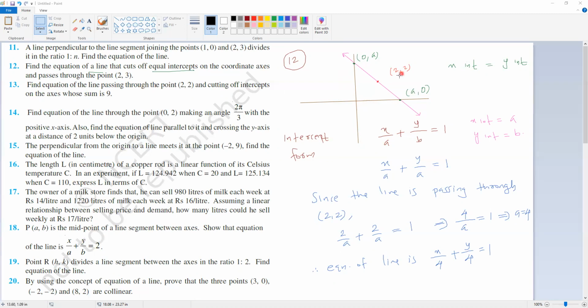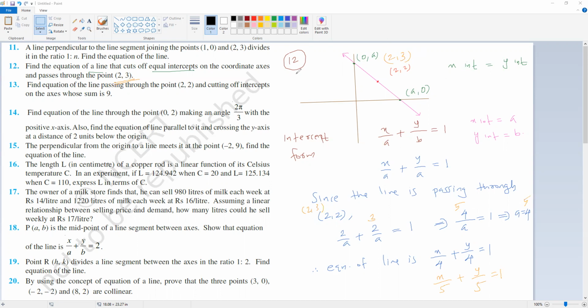What I did here is it is passing through the point. उन्होंने क्या बोला था? 2 3 बोला था. Okay. But मैंने क्या यूज किया था? 2 2 यूज किया. अगर same logic 2 3 है तो ये क्या हो जाएगा? इधर क्या आएगा? Since it is passing through the point 2 comma 3, 2 by a plus 3 by a, that is आपको मिलेगा 5 by a is equal to 1. उस समय आपको मिलेगा a is equal to 5. सो उसी समय इक्वेशन क्या आएगा? x by 5 plus y by 5 is equal to 1.